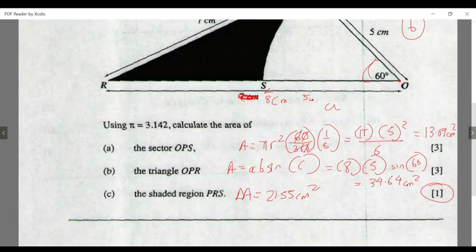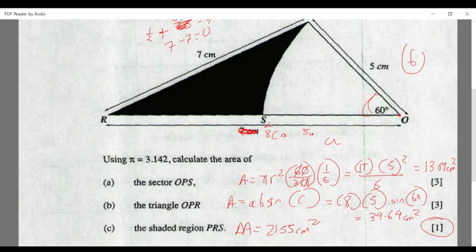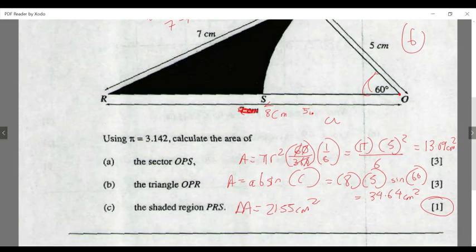What's the shaded region PRS? Well, since we know the total area of this triangle, and we also know the area of this sector from the circle, it's just the total area minus the sector area. So when you subtract 13.09 from 34.64, you get 21.55 square centimeters.